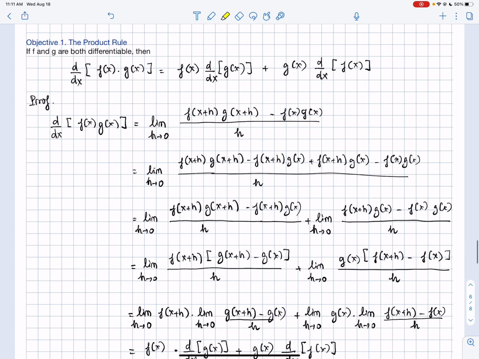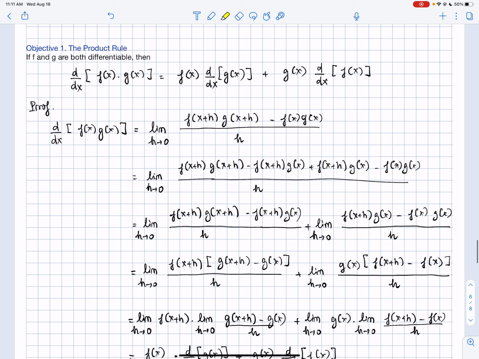We want to do the proof for this, so we begin from the first derivative of the product g and f. Then by definition, this is the limit of the function at x plus h minus the function itself, divided by h. Now we're gonna place the little trick in here.